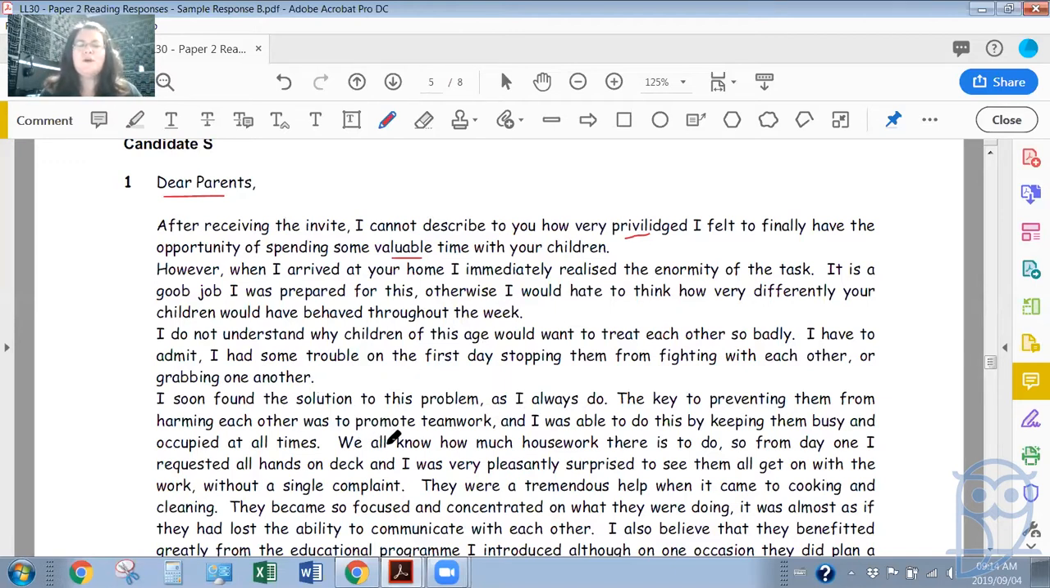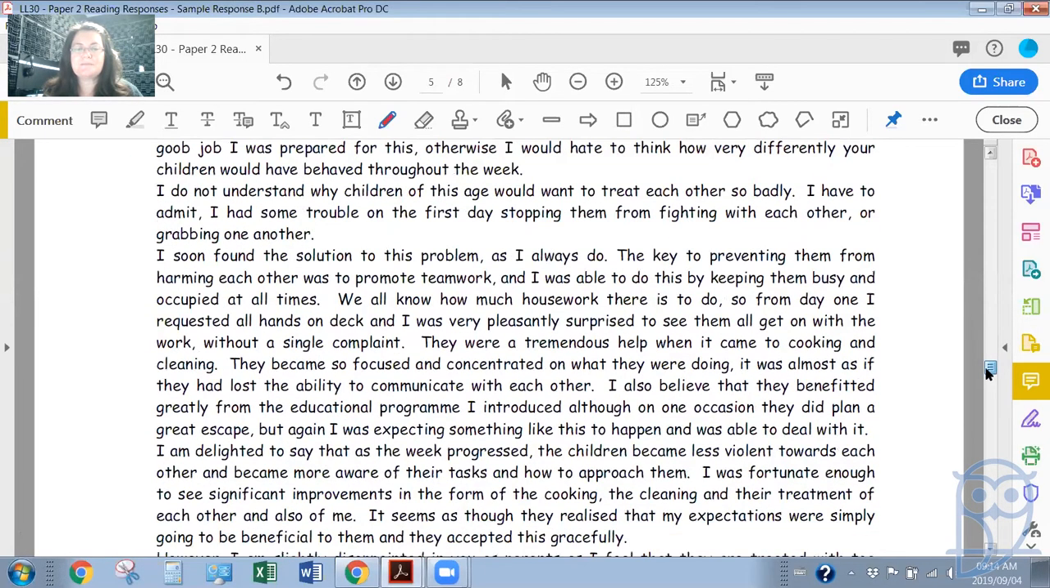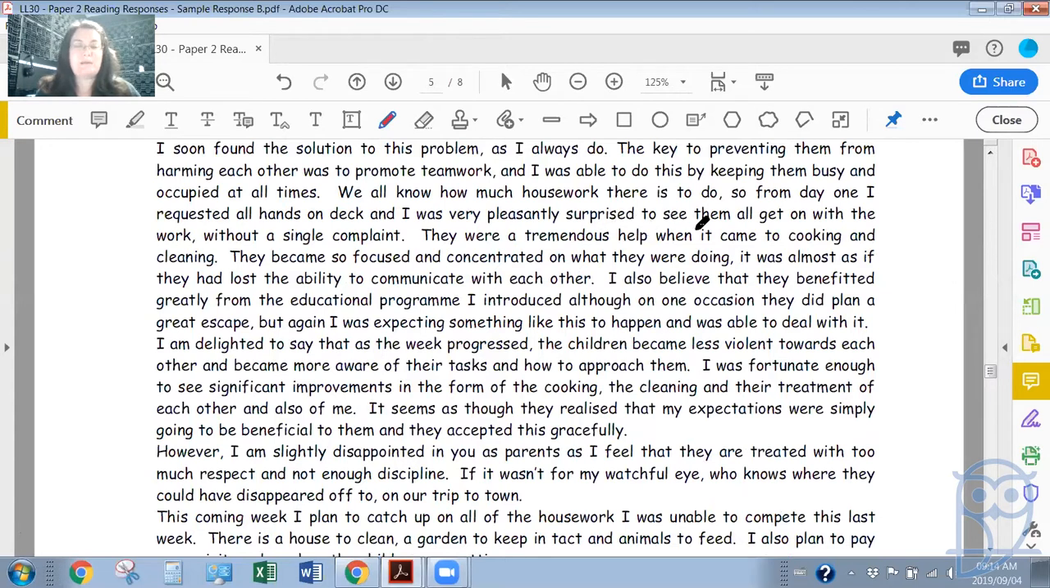Okay. We all know how much housework there is to do, so from day one, I requested all hands on deck, and I was very pleasantly surprised to see them all get on with the work without a single complaint. They were a tremendous help when it came to cooking and cleaning. They became so focused and concentrated on what they were doing, it was almost as if they had lost the ability to communicate with each other. I also believe that they benefited greatly from the educational program I introduced, although on one occasion they did plan a great escape. But again, I was expecting something like this to happen and was able to deal with it.